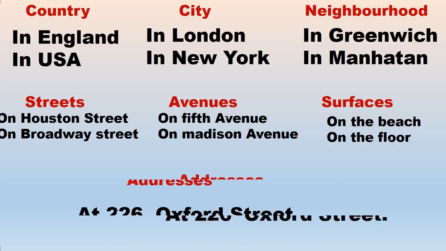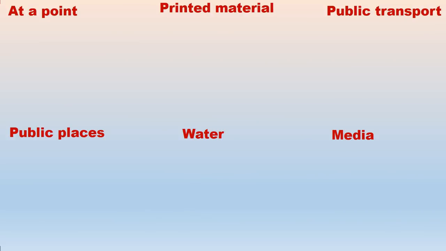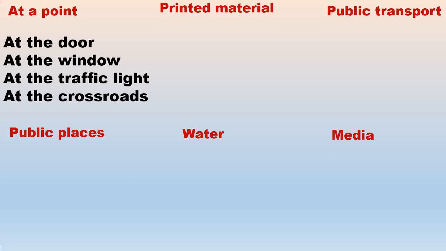Alright, in the next slide we have more concepts, more keywords that you need to learn in this class. The first one, at a point. When you are talking about a specific point, a specific location, we use the preposition at. Example, at the door, at the window, at the traffic light, at the crossroads. Then the second one is printed material.